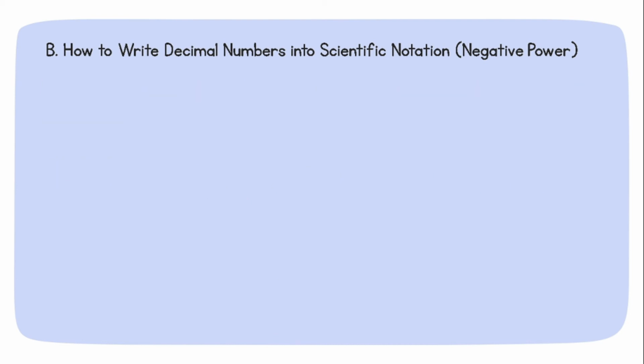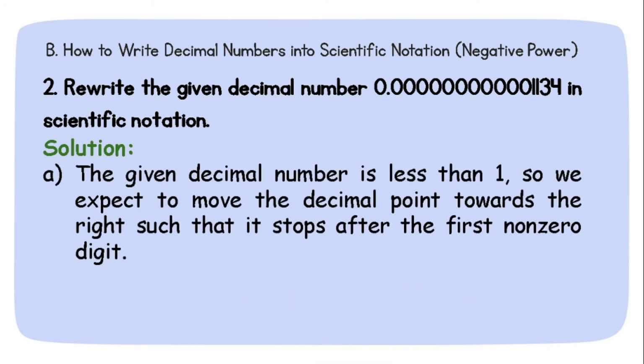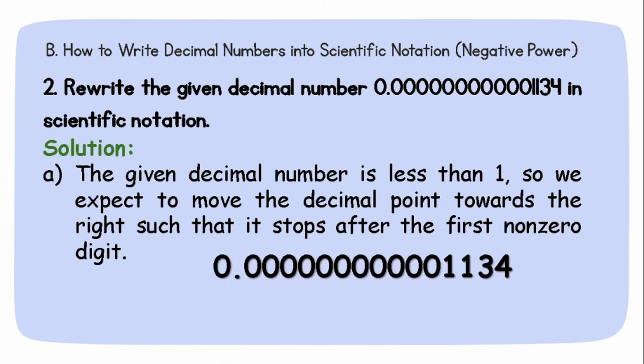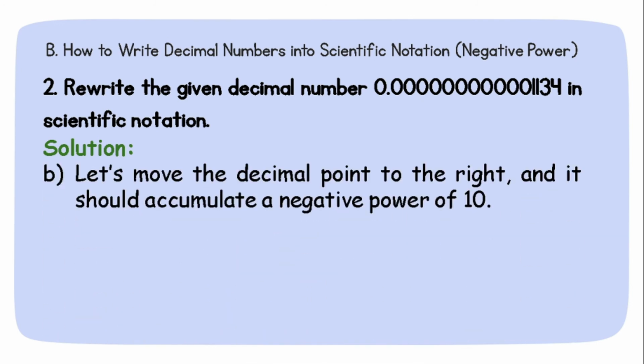Example number 2. Rewrite this given decimal number in scientific notation. Here's the solution. The given decimal number is less than 1, so we expect to move the decimal point towards the right such that it stops right after the first non-zero digit, so that we will have a coefficient which is greater than or equal to 1 but less than 10, and so we will obtain 1.134. Next, let's move the decimal point to the right, and it should accumulate a negative power of 10.